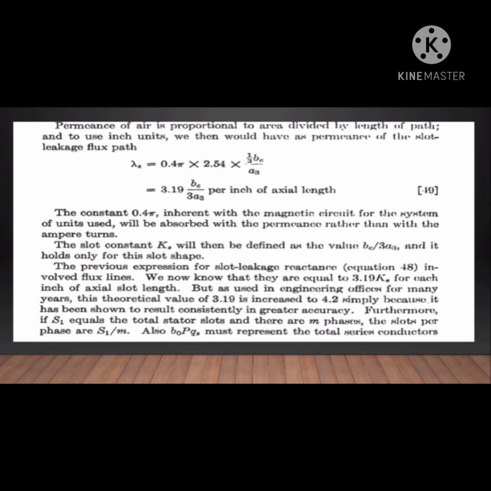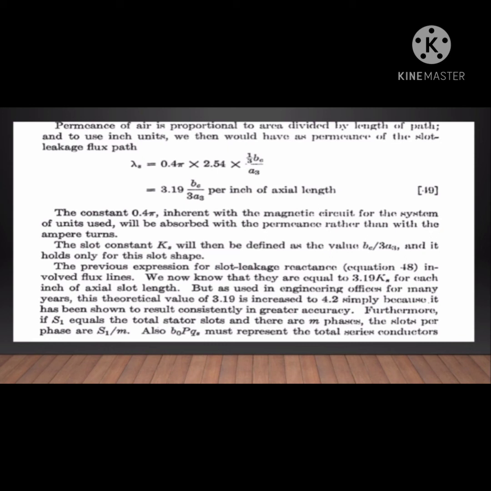But as used in engineering offices for many years, this theoretical value of 3.19 is increased to 4.2 simply because it has shown the result consistently to greater accuracy. So, instead daw na gamitin natin yung 3.19, ang gagamitin natin is 4.2 para maging accurate yung pag-solve natin nung sa permeance.